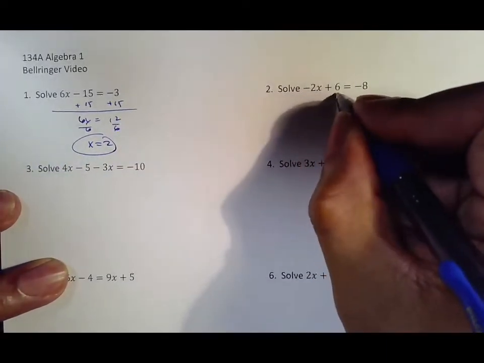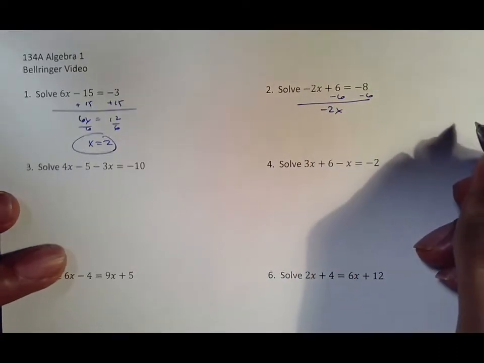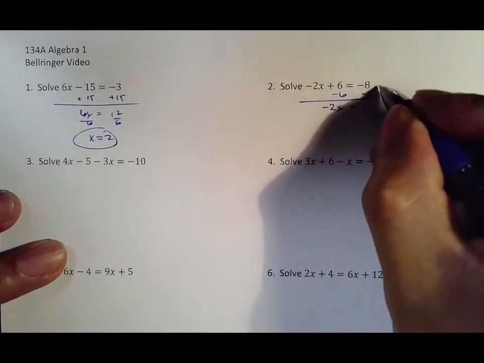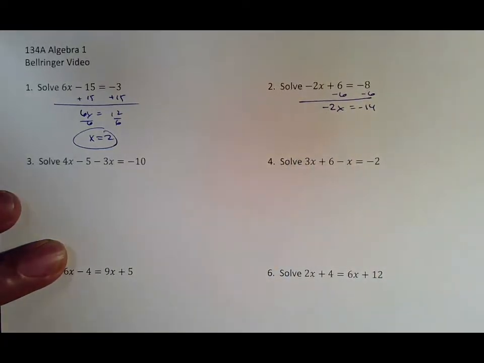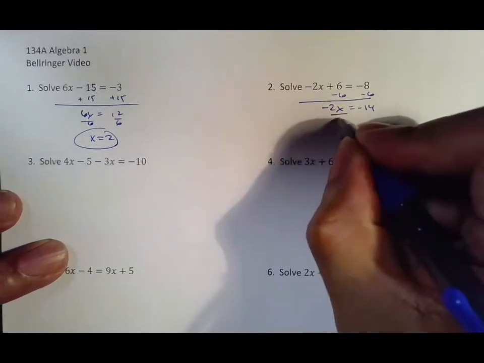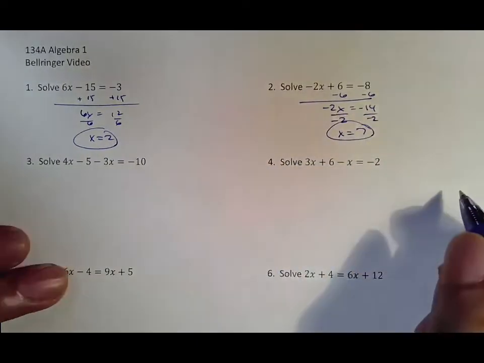Same thing here, doesn't matter about the 2x. We follow what we've been trained to do. Just make sure you bring down the 2x as negative because it is negative. These two are the same, so we add them, but it would be negative because everything here is negative. From there, you go ahead and divide by your negative 2, getting the answer of x equals 7.